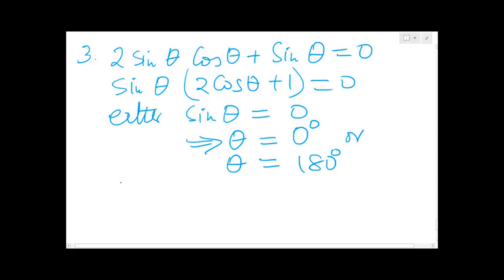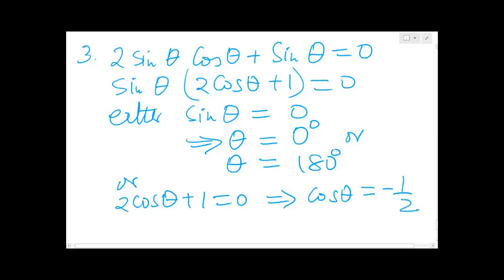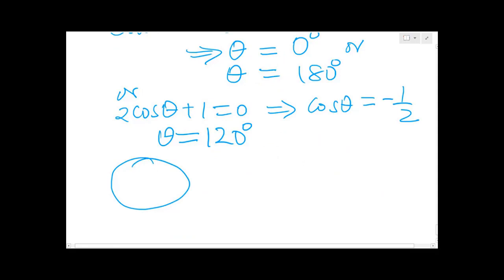The second option, we have 2 cosine of theta plus 1 is equal to 0. This one will tell us that cosine of theta is therefore equal to minus 1 over 2. Hence, our theta in this case will be equal to 120 degrees. Notice from the unit circle that cosine is negative in the second quadrant and the third quadrant.